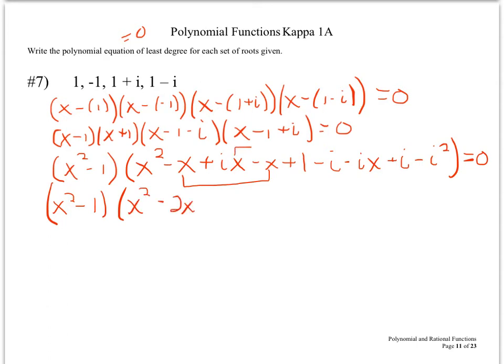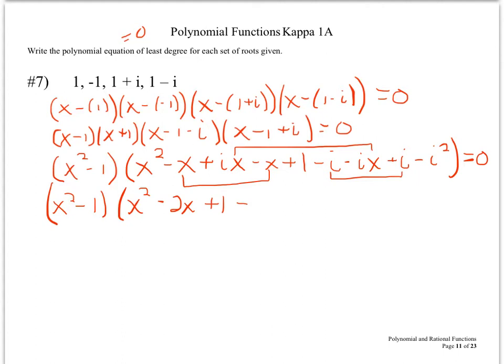We have a plus ix and a minus ix, those cancel. We have a minus I and a plus I, those cancel. We have a plus 1, we have a minus I squared. I squared, what does that mean?